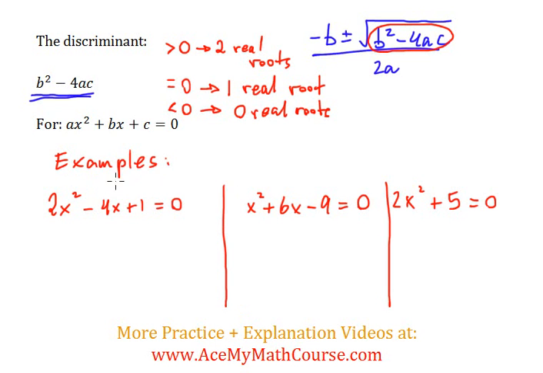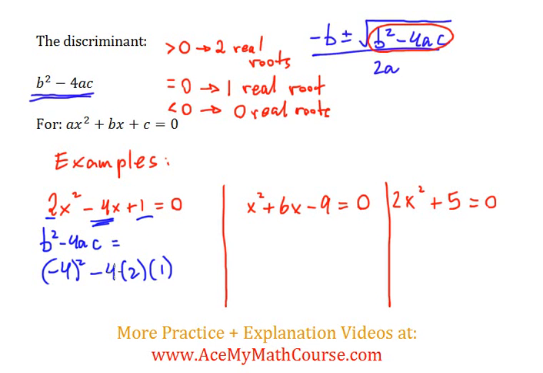So now let me show some examples. Let's evaluate the discriminant for each quadratic equation, and then with that, we will see how many solutions there are for each equation. So b squared minus 4ac. b, in this case, is negative 4, right? We have a, b, and c. So negative 4 in parentheses, squared, minus 4 times 2 times 1.